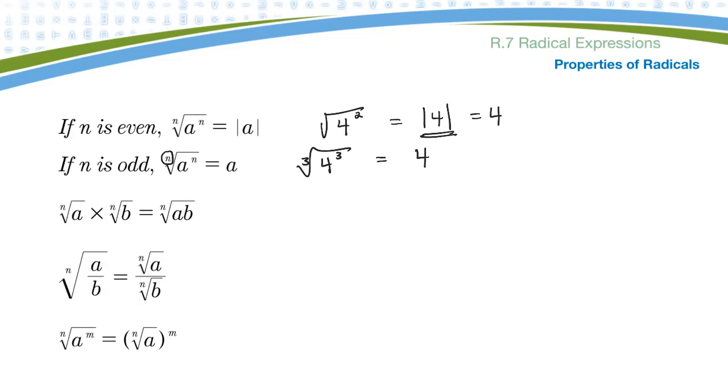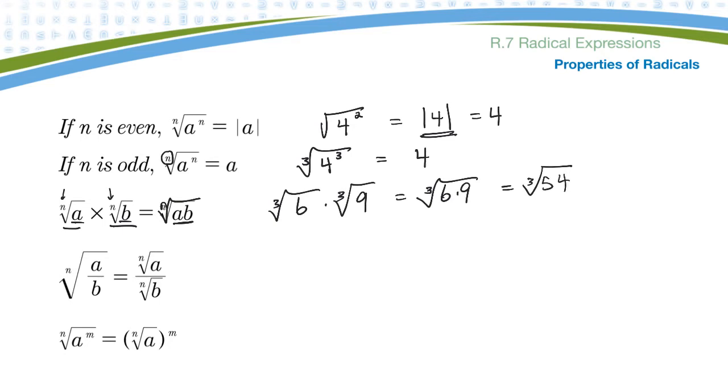Okay, the next two rules are ones that we use all the time. If I'm multiplying radicals that have a common index, I can rewrite that under one radical, and then I just have the product of those two numbers. So for example, the cube root of 6 times the cube root of 9 is the same thing as the cube root of 6 times 9, or the cube root of 54. I could simplify that probably, but that's the idea: if I'm multiplying radicals with the same index, I can write them separately like this, or I can write them together.